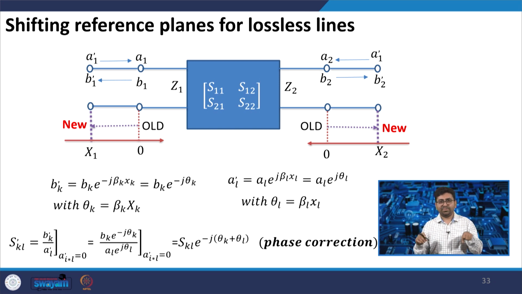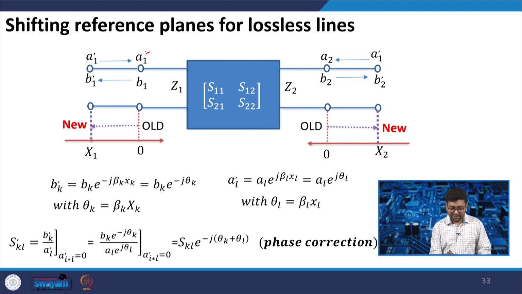So, the complete S parameter has a different behavior, and there is a shifting because of the shift in the reference plane. So, we will just see how the reference plane here is shifted. This is the S parameter of a 2-port network.